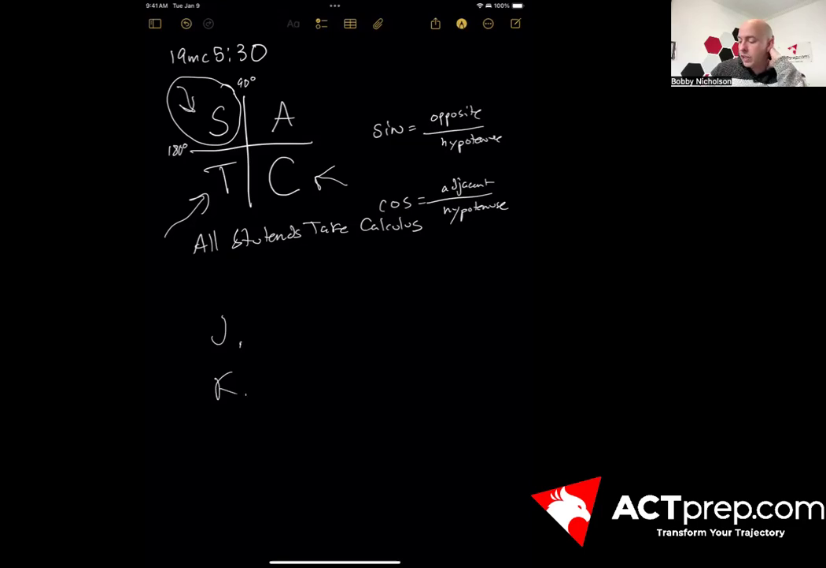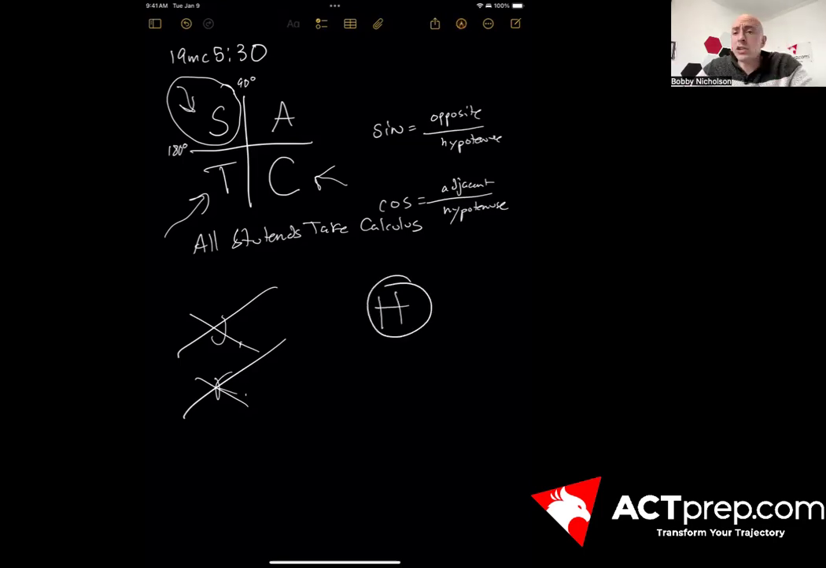They're not even wanting you to actually have to find that third side. We could find that third side by just doing Pythagorean theorem because this is essentially a triangle, but you don't need to. We already know that the answer is H.